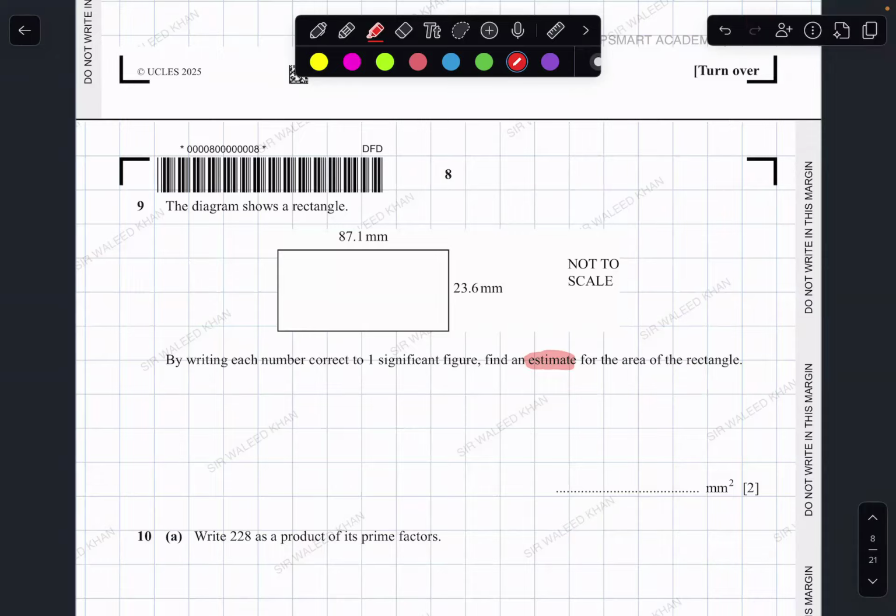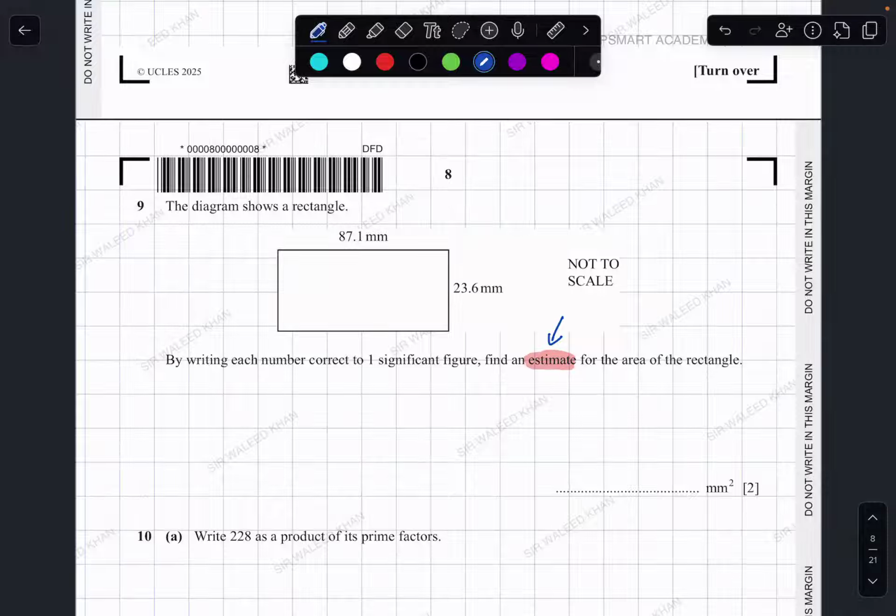They will give you such kind of values to get you stuck with the calculation. Imagine you start doing 87.1 into 23.6 in a non-calculator version. You will be stuck, and it can go past 2 minutes, right? That's a waste of time. So always look for words like these. But don't force these words. If they have not written it, don't use it. If they have written an estimate over there, then take an estimate.